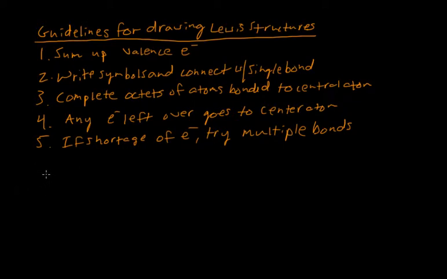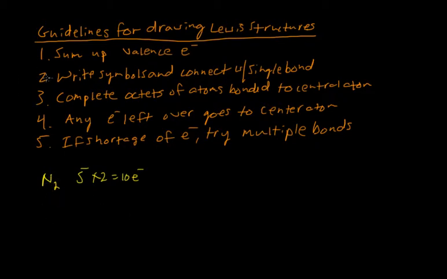Let's go with nitrogen. Remember, nitrogen is a diatomic molecule, so nitrogen gas is always found as N2 instead of just the atom N by itself. So if we wanted to draw the Lewis structure for nitrogen, let's start here. Sum up the valence electrons. If you look at the periodic table, you will know that nitrogen has 5 valence electrons, and there are 2 of them. So 5 times 2 gives me 10. So we have 10 electrons to place in nitrogen.